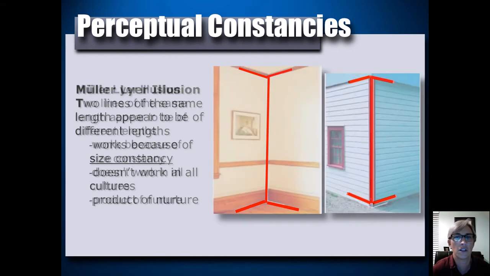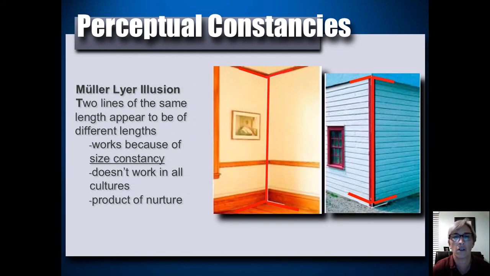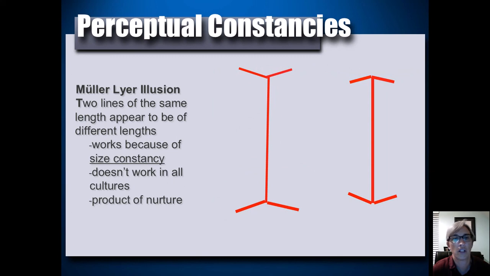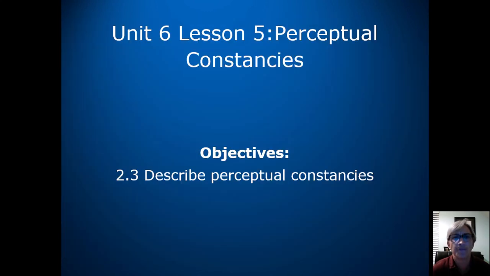Now, where would you see this in nature, in the environment? In our world of three-dimensional, four-room walls, we see it in architecture all over the place. So this is, as this says, a product of nurture. Like a person who lives in a culture that doesn't have four walls surrounding them, they're not going to see the Mueller-Lyer illusion the same way that we do.